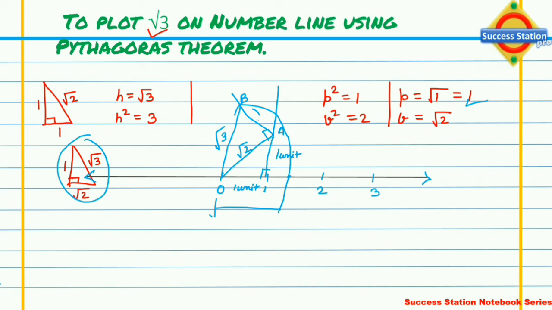Now take O as center, OB as radius, cut it on the number line. Mark this point as C. This length is your root 3. I hope it is clear, right? So to plot root 3 you need to plot root 2 first.